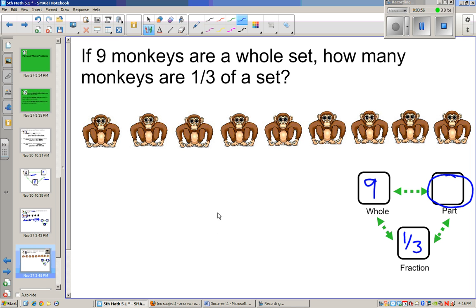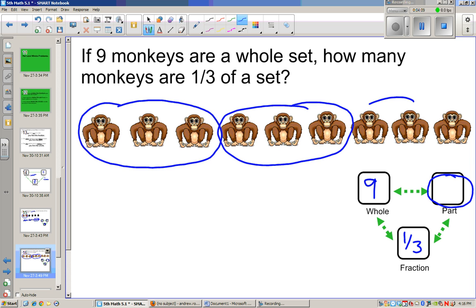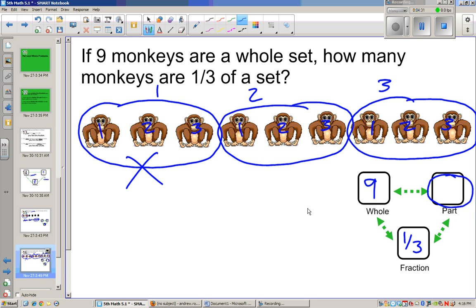So I know from my multiplication facts that 3 can go into 9 3 times. So I'm going to try making 3 equal groups. Here's 1, 2, 3. So I made 3 groups, and they're all equal because they all have 1, 2, 3 monkeys. So I have 3 equal groups. So my part, this is my one part right here. So my part is 3.